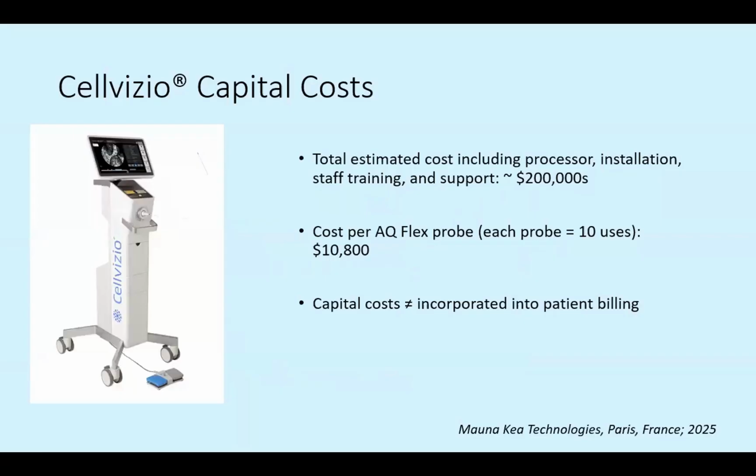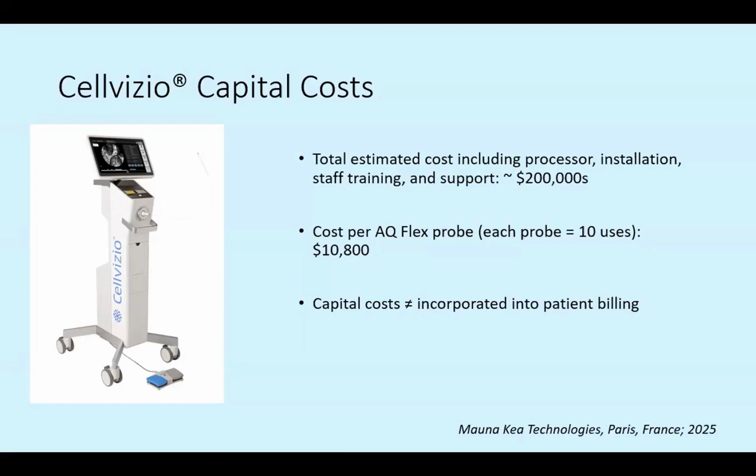For those of you that have not started endomicroscopy, just to give an overview in terms of capital costs, what you're going to have to put in your institution initially to bring this on. For your processor, the installation, your staff training, all the staff support, that's going to run in the 200,000s range. Can't give exact numbers because it's going to vary institution to institution. And then using the AQ Flex probe that actually performs your endomicroscopy is just under $11,000. But remember, you get 10 uses out of each probe.